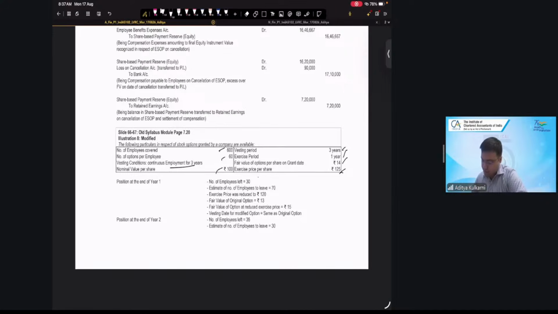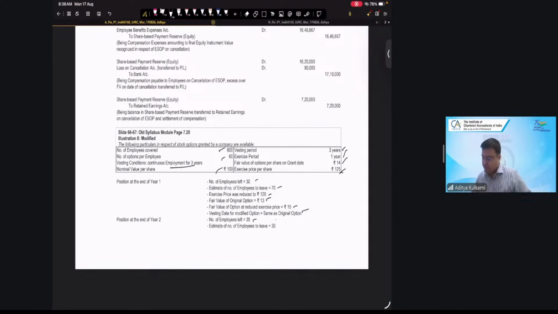Number of employees left is given 30. Expected to leave is 70. Exercise price was reduced to 120. Earlier it was 125, it became 120. Fair value of original option 13. At reduced exercise price, it is 15. Vesting date for modified option is the same as original option.